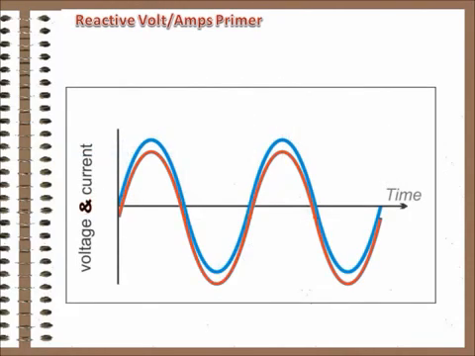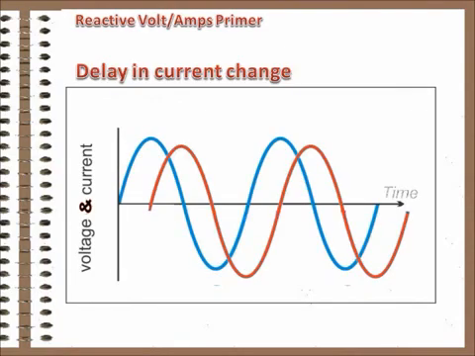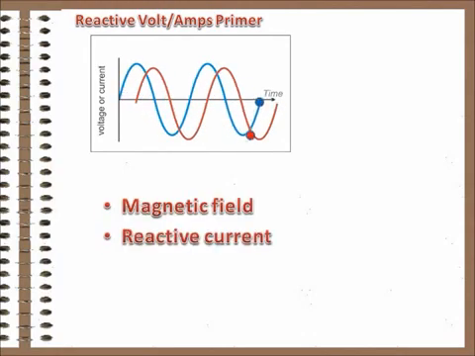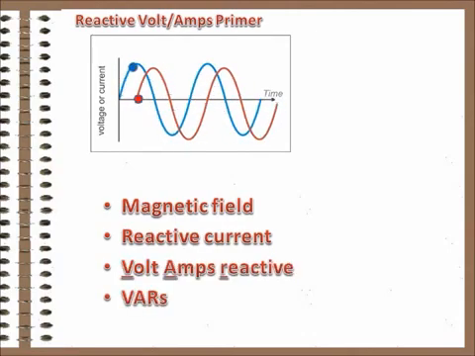You heard me. In an AC circuit, current and voltage change direction 60 times a second, but the addition of this magnetic reactive energy delays the change in current, actually throws voltage and current out of sync. The voltage and current sine waves are no longer rising and falling in step, and part of the energy applied to the circuit doesn't make watts. It makes the magnetic field, the reactive current, or volt-amps reactive, VARs as they're called.